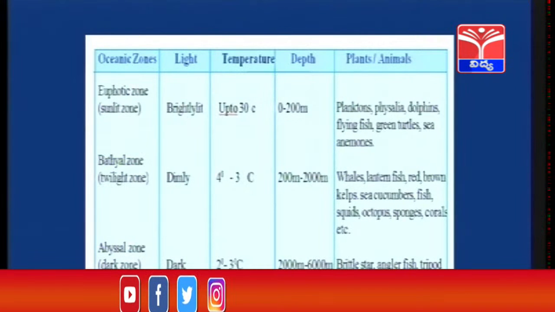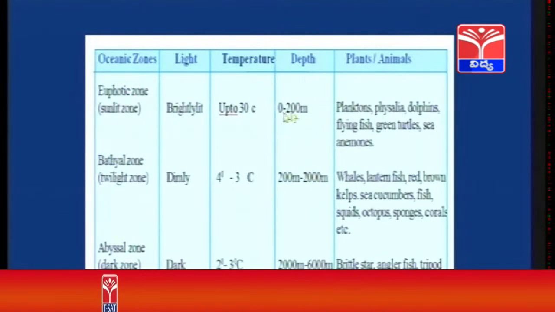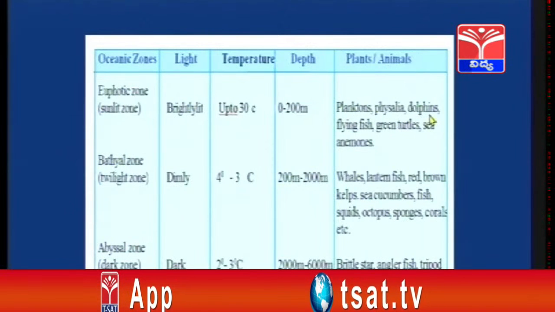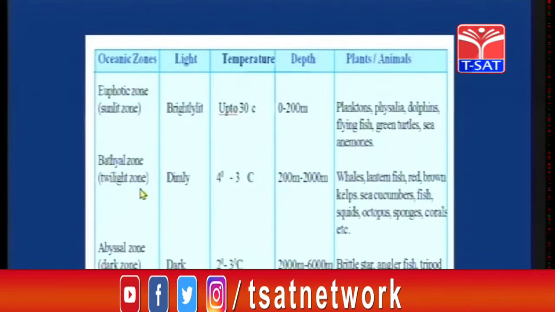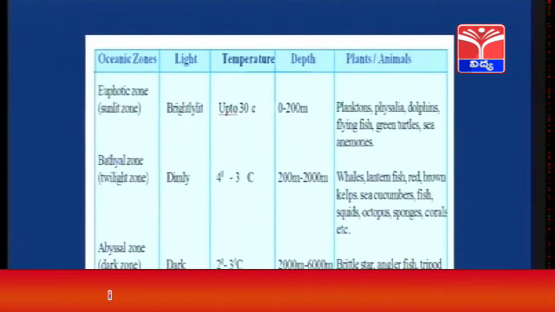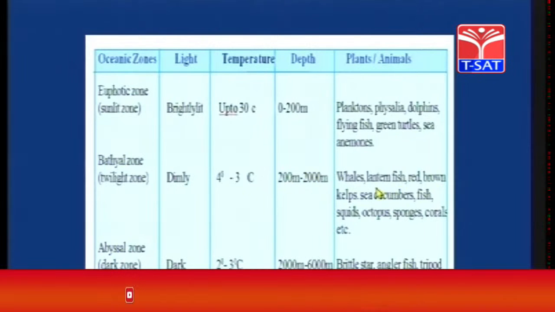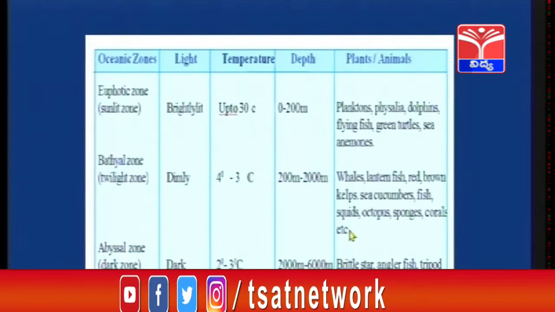First, the euphotic zone, that is brightly lit, temperature up to 30 degrees centigrade, depth 0 to 200 meters, plants and animals: plankton, phycelia, dolphins, flying fish, green turtles, sea anemones. Second zone, the bathyal zone, the twilight zone, that is the moonlight which we see on a full moon day. So the light is dim. Temperature is 4 to 3 degrees centigrade, depth 200 meters to 2000 meters, plants and animals: whales, lanternfish, red-brown kelps, sea cucumber, fish, squids, octopus, sponges, corals, etc.